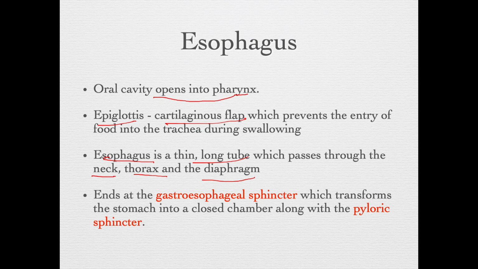So, a sphincter is a tight muscle which can open or close a tube-like structure. Since the whole of the GI tract is a long tube, we will learn about several sphincters in this topic. Again, just to recollect, the esophagus ends at the gastroesophageal sphincter, and this transforms the stomach into a closed chamber along with the pyloric sphincter.